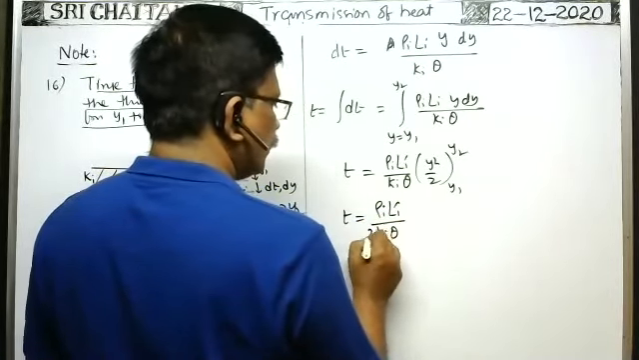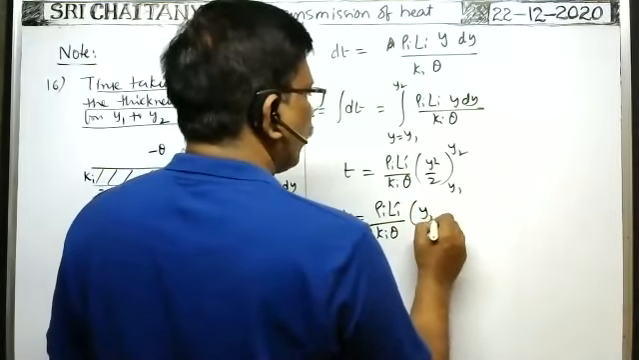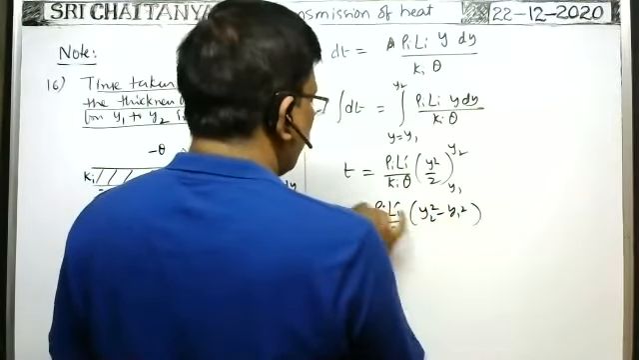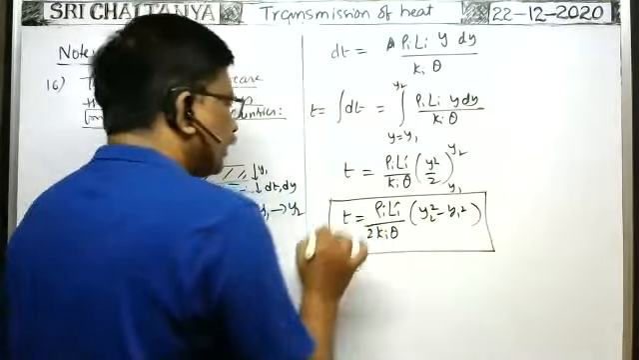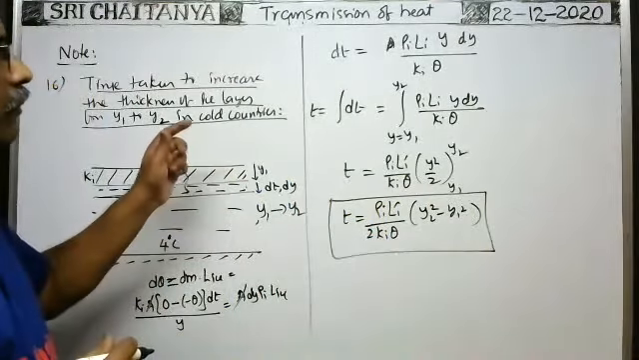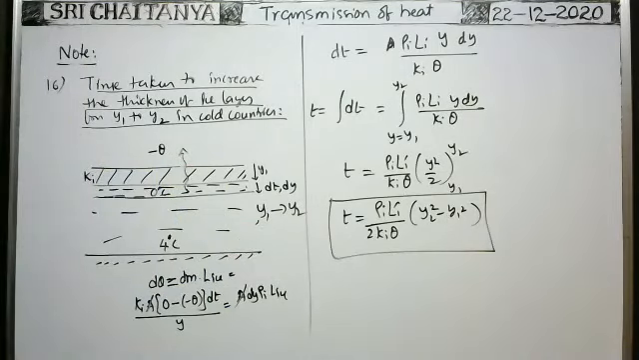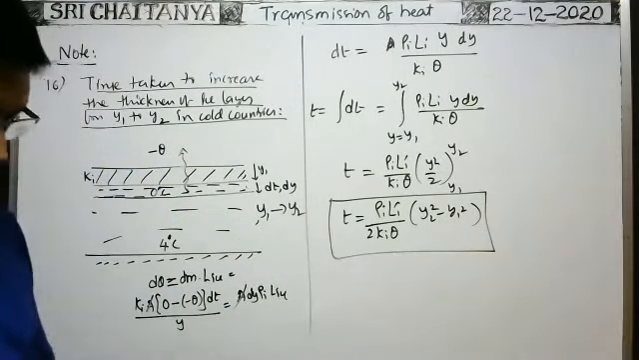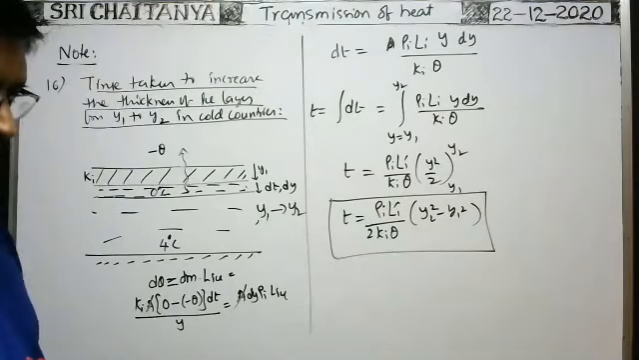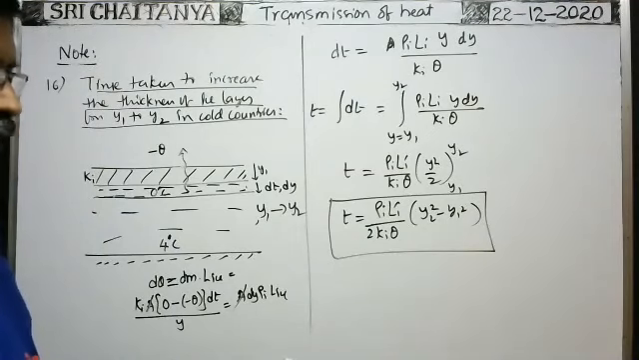Therefore t is equal to rho I Li by Ki theta, with the 2 also here. You write 2 into y2 square minus y1 square. I think this is the time taken to increase the thickness of the ice layer formed from y1 to y2. Okay, this is the formula. Note down: rho I Li by 2 Ki theta into y2 square minus y1 square.